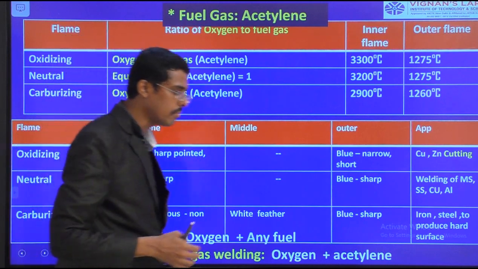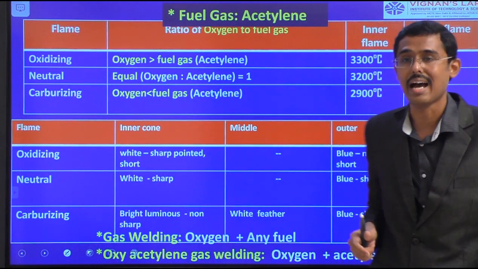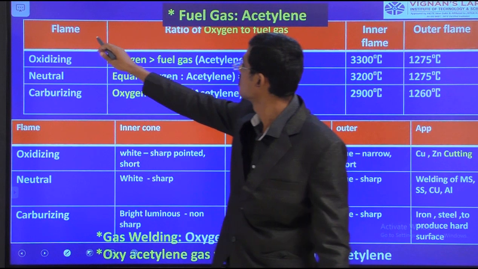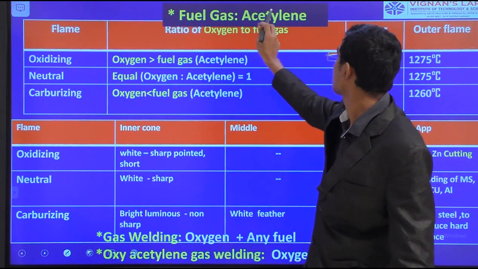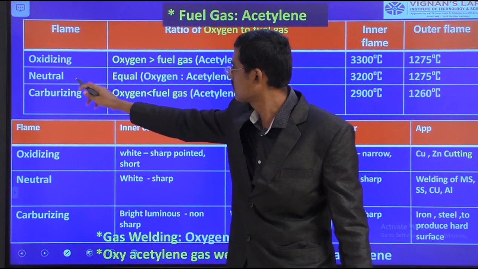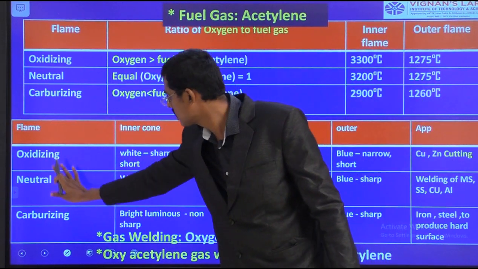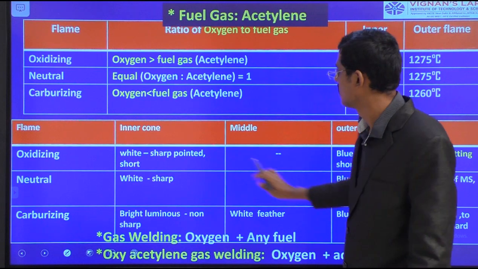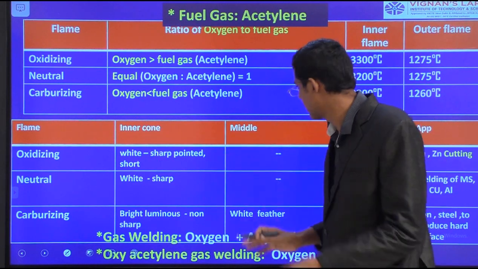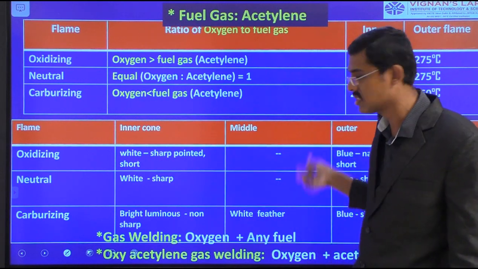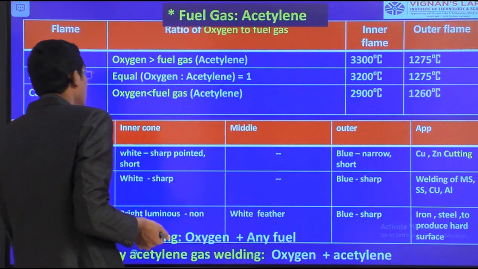Please remember this slide; we have to see it again at the last. I have given the flames, the fuel gases, acetylene, and the three flames: oxidizing, neutralizing, and carburizing, along with a list. What is the inner cone? How does the cone appear, middle, outer? We have to see this again at the last.